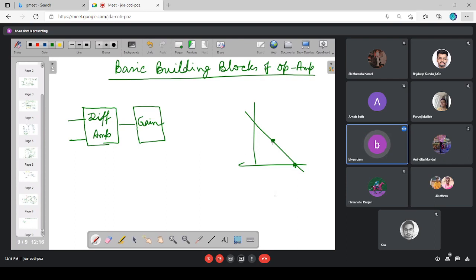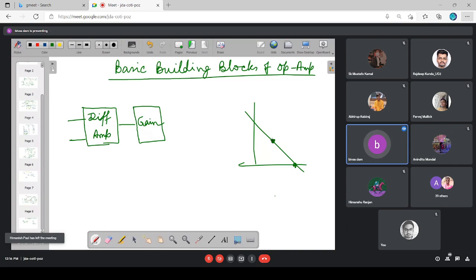Why is that operating point required to be set near the midpoint? For maximum symmetrical swing. Yes, you have maximum symmetrical swing at both the plus and minus ends. But do you actually get a negative voltage there at the output? No, sir.